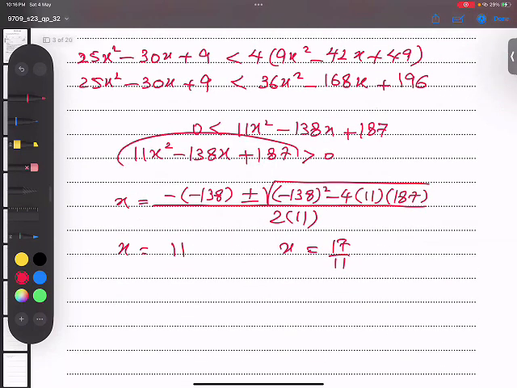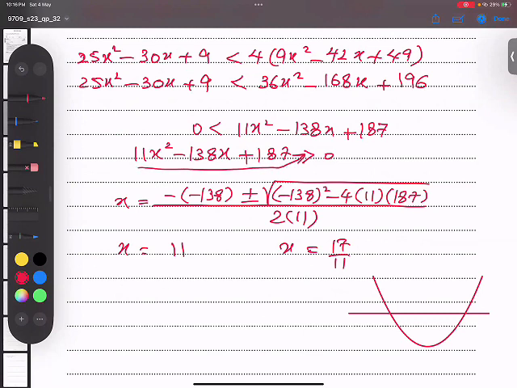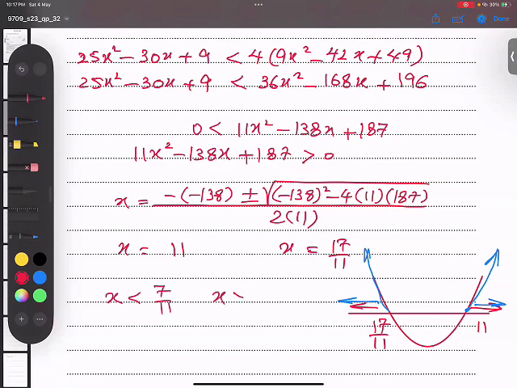After this, I will bring back this inequality. I have this kind of parabolic curve because the mouth is open, it is bigger. Bigger is always outside because I have to move along the curve. Bigger means above. That is why we always go outside. The smaller number is 17 over 11, the bigger number is 11. So this is how to read it. X value less than 17 over 11, and X is bigger than 11.